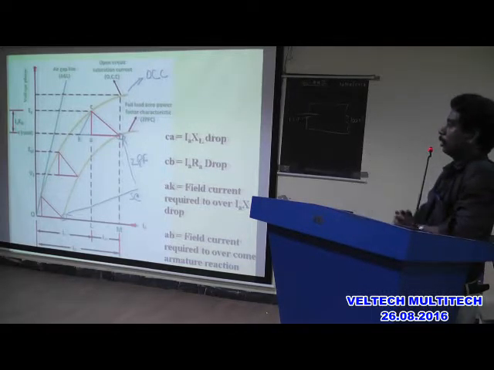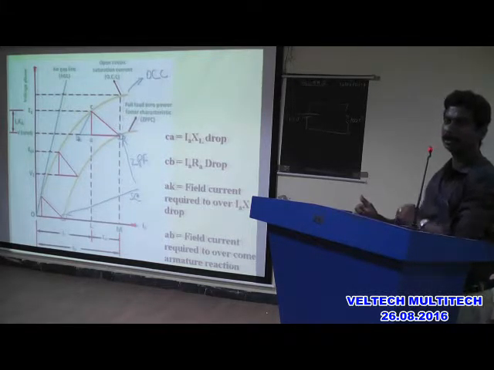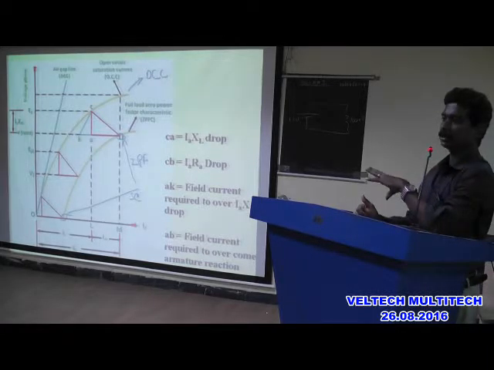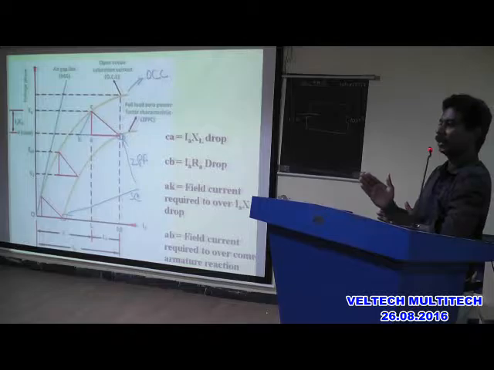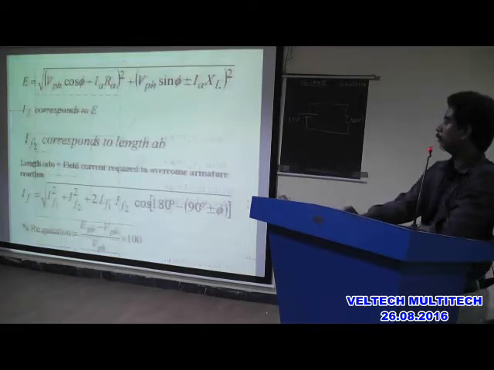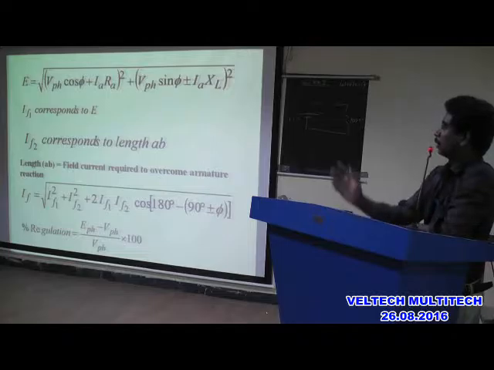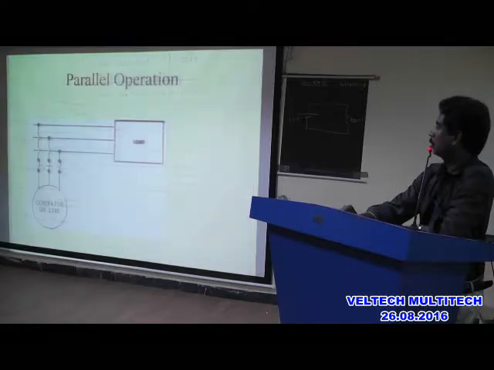So this is called the Potier triangle. Why is this called the Potier triangle? The IaXL drop is called the Potier drop. IaRa drop, IaXa drop, IaXL drop. The IaXL drop is called the Potier drop. Using the Potier triangle, we are separating IaXL from IaXa. That is why this is called the Potier triangle. Now you know the expression, and you know the procedure to calculate the voltage regulation in the ZPF method. So this is the comparison.